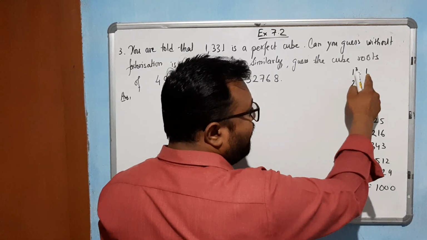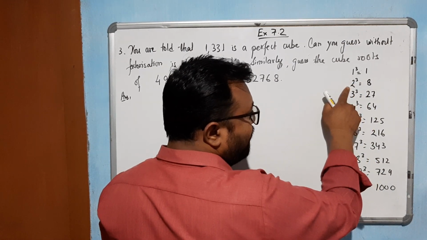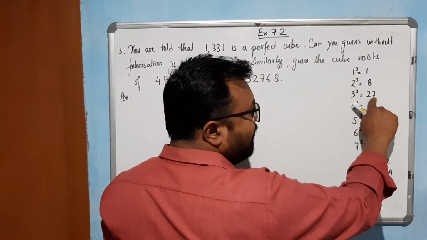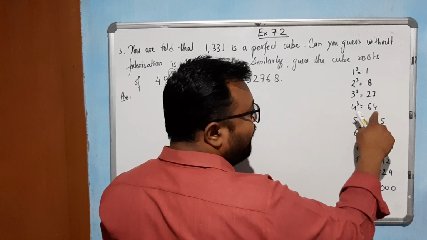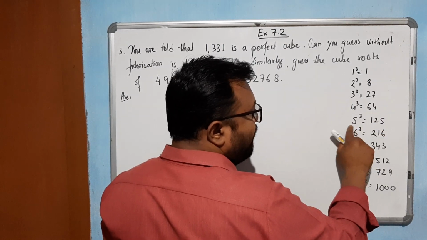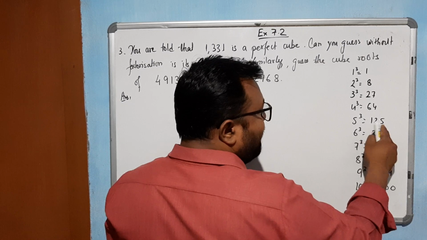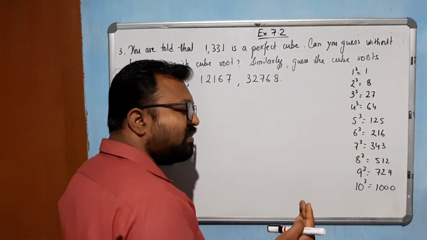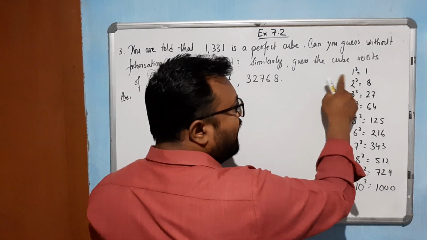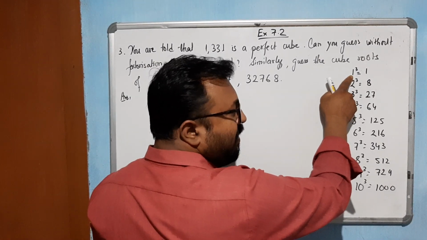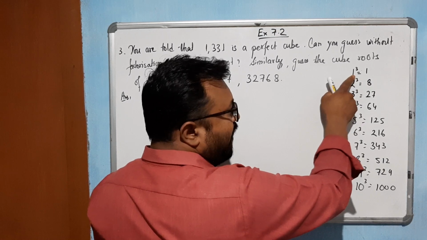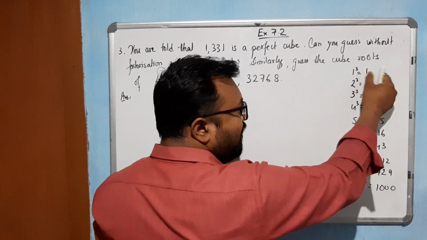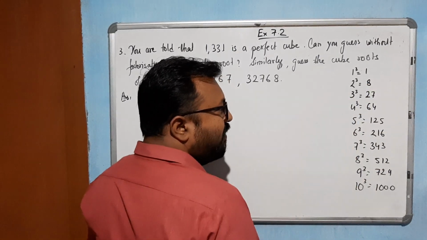The cube of 1 always ends with 1. The cube of 2 has 8, cube of 3 has 7 as a ones digit, cube of 4 has 4 as a ones digit, cube of 5 has 5 as a ones digit, cube of 6 will have 6 as a ones digit. Means I want to say that for any number whose unit digit is 1, if you make a cube of that number, you will always get a result whose unit digit will be 1.